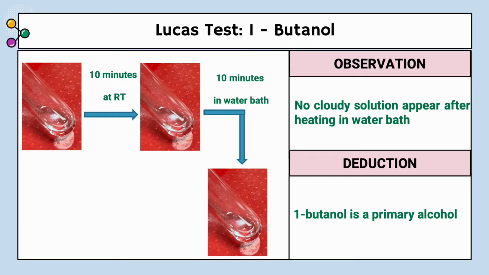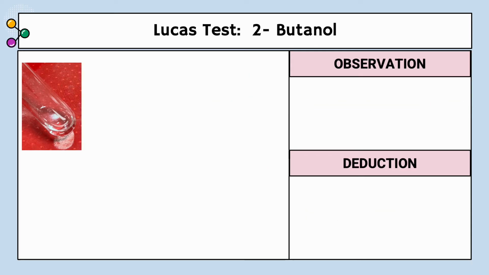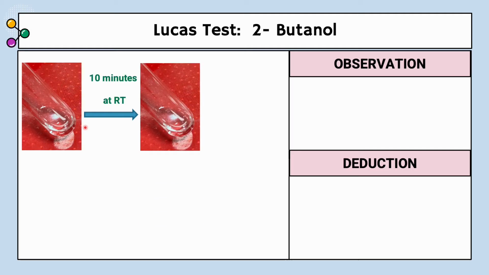So if I repeat experiment with 2-butanol, after I mix the alcohol with Lucas reagent, I left the reaction itu for 10 minutes at room temperature. So saya akan nampak still there is no cloudy solution appear. So if there is no cloudy solution appear, I'm going to transfer the mixture itu, then I'm going to heat in the water bath for 10 minutes.